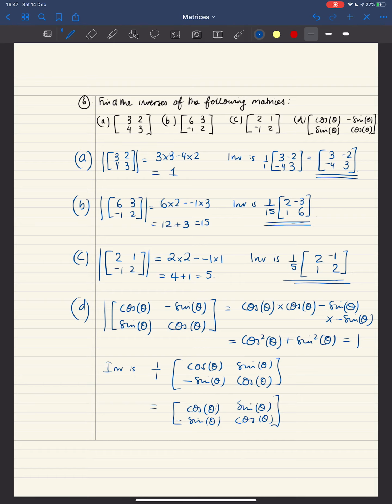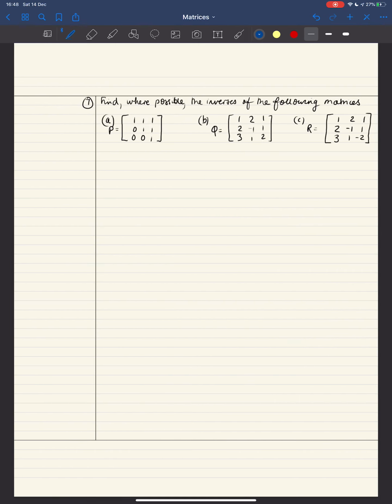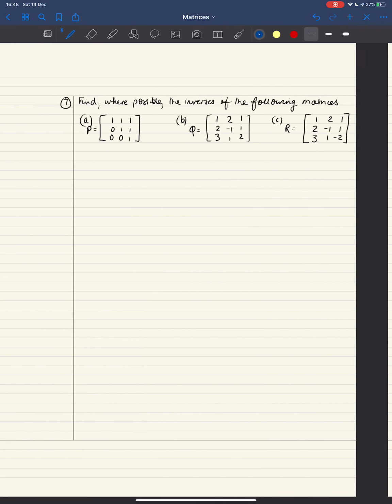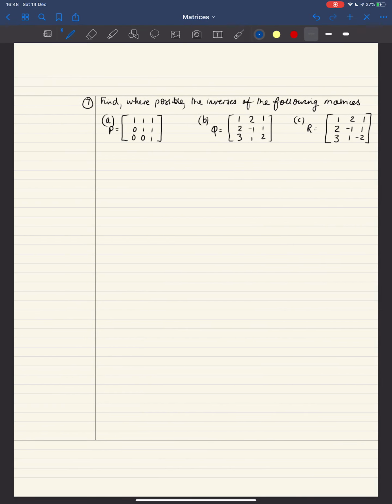Okay. Next one, number 7. Find where possible the inverses of the following matrices. Right, so for these, there's quite a process involved, so I'm going to need a bit more room, I think. Anyway, A, you always got to start by doing the determinant of each one.